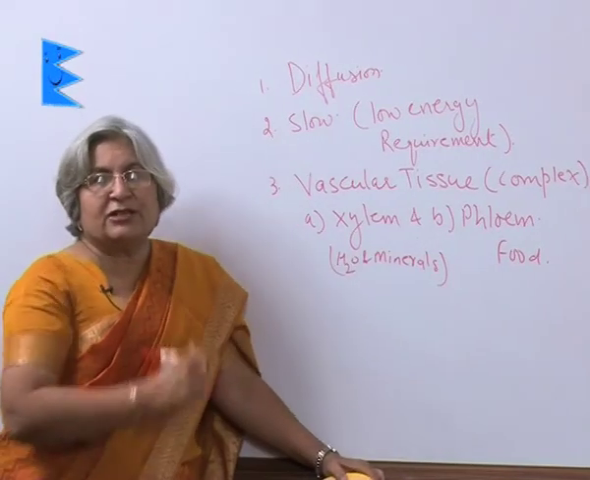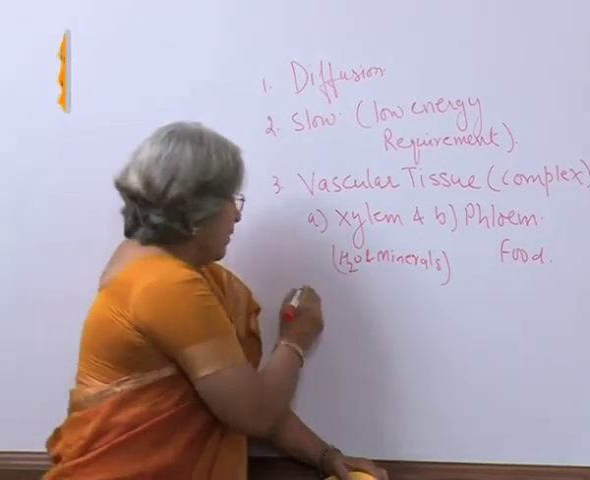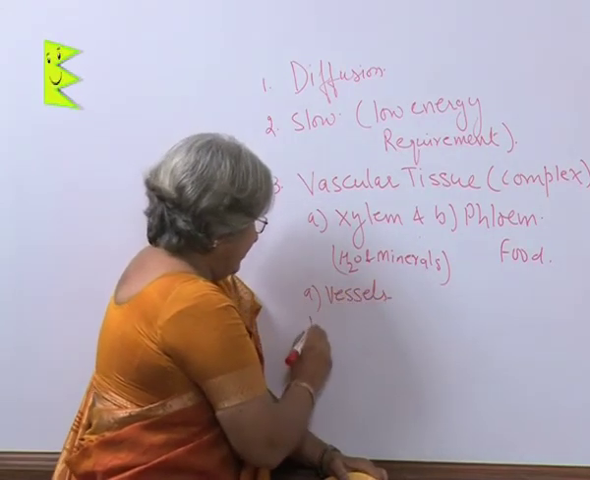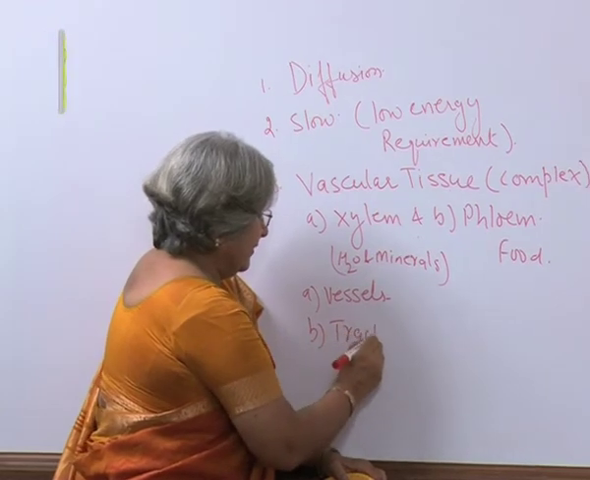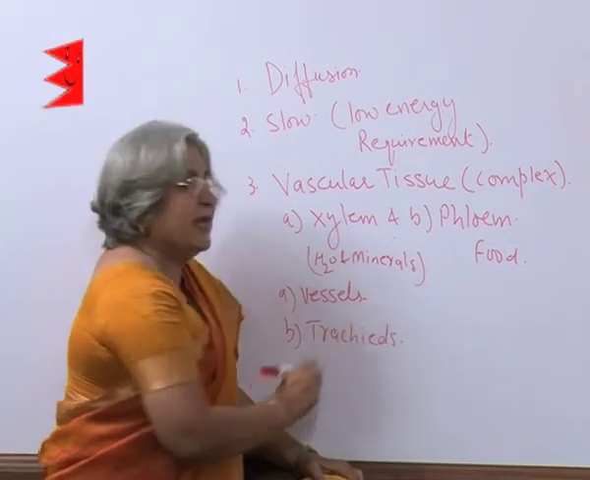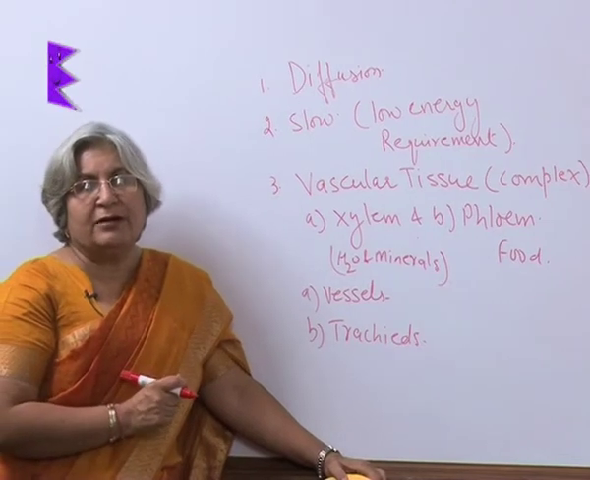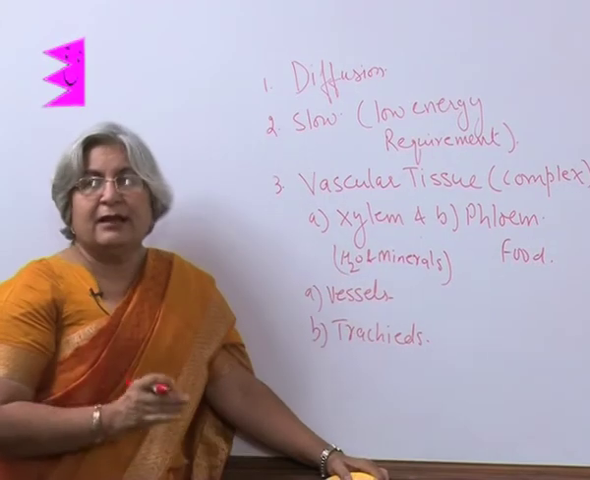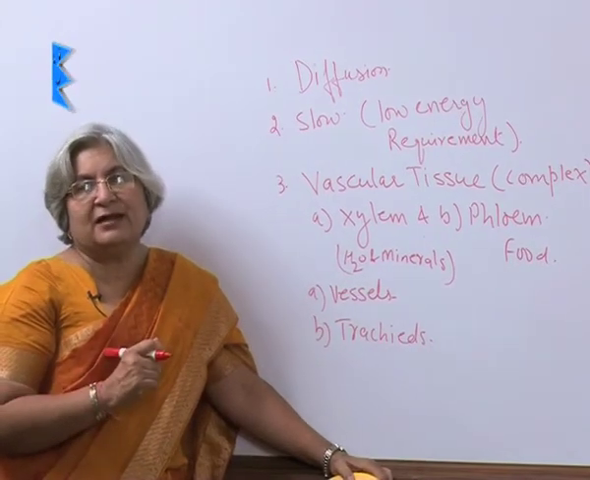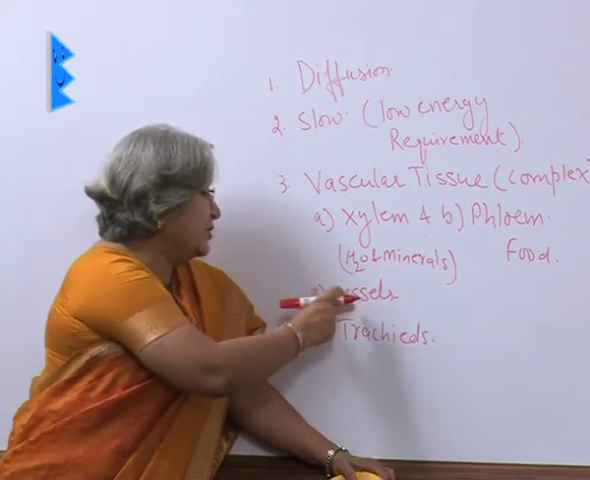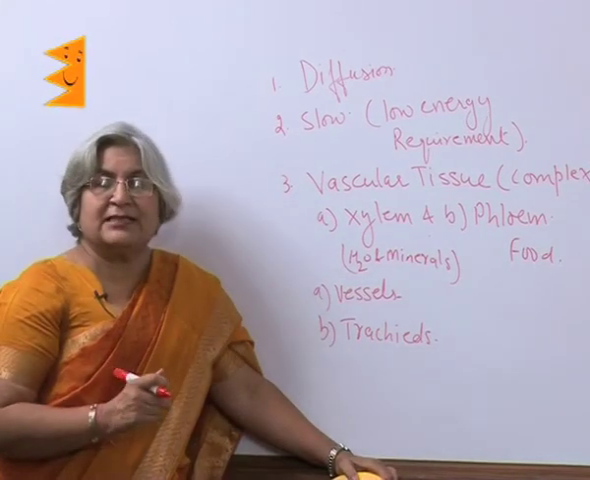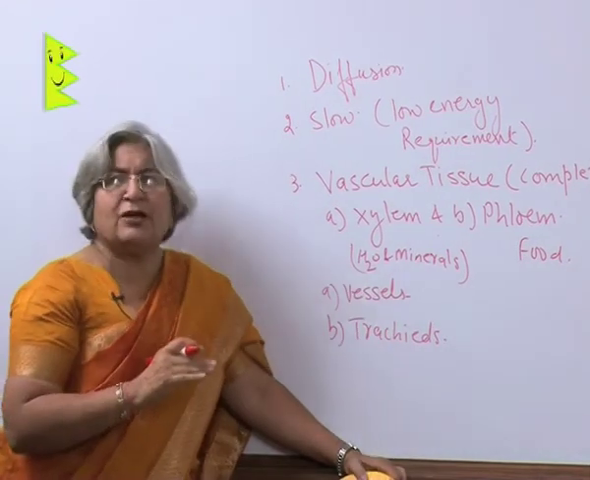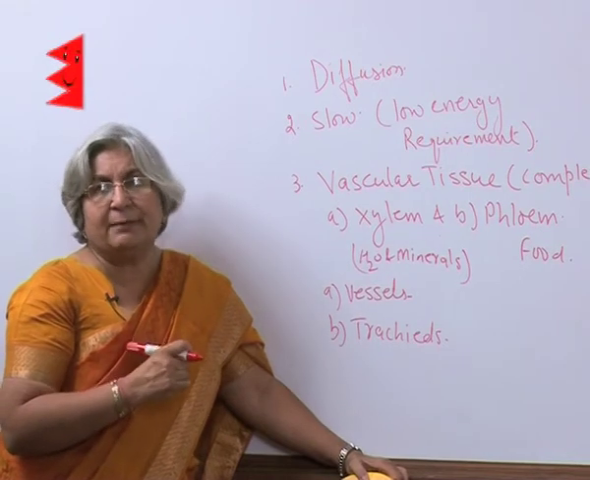Now, getting into the structure of xylem. Xylem is made up of vessels, tracheids. Now, both of them are actually responsible for transportation of water and minerals, but tracheids are mainly responsible in case of non-flowering plants like ferns, but angiosperms have more vessels and water transportation takes place through vessels. They also have tracheids, but they are much less in number.